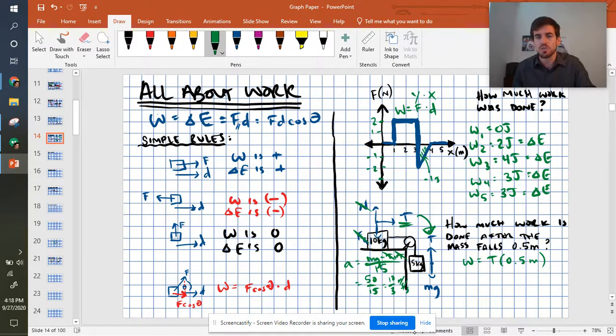Then I can go to, let's say, this object here, and say this object is moving with an acceleration of 10 thirds meters per second squared because it has a tension acting on it on that 10 kilogram mass. So then 10 times 10 thirds, that works out that I have a 100 over 3 Newton force times 0.5 meters for a grand total of 50 thirds joules.